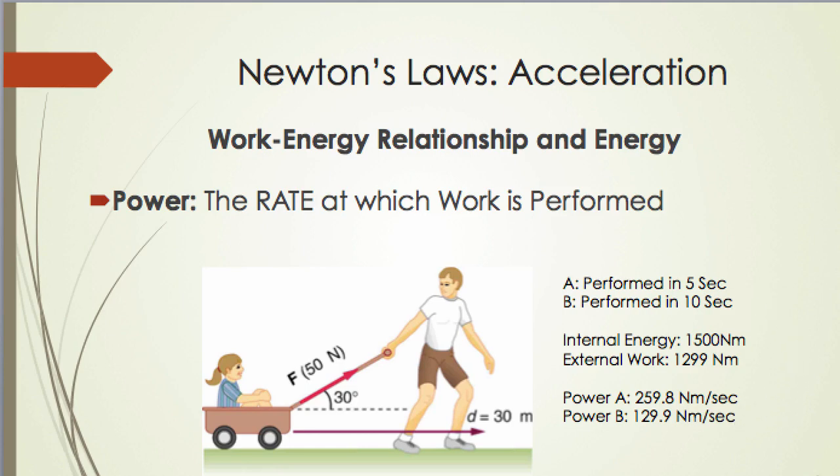What if it took him 20 seconds? Well, it would be half of this. It would be essentially 65 newton meters per second. So power is the rate at which work is performed. So understand those relationships. Work is just simply newton meters, where power is newton meters per second. You'll want to remember that.